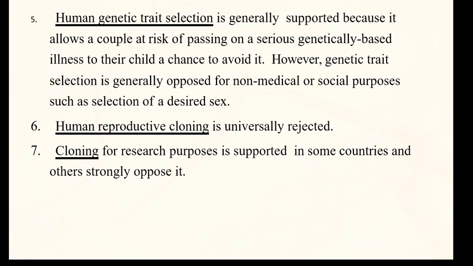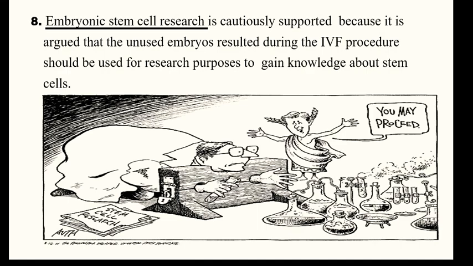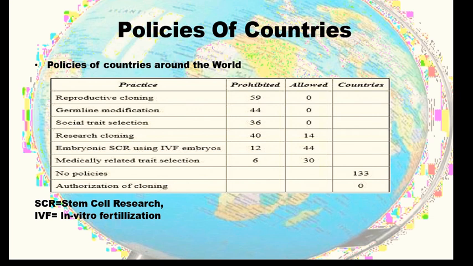Human reproductive cloning is universally rejected, while cloning for research purposes is supported in some countries and strongly opposed by others. Embryonic stem cell research is cautiously supported because it is argued that unused embryos resulting from the IVF procedure should be used for research purposes to gain knowledge about stem cells. You may proceed. These are the places of countries around the world in which reproductive cloning is mostly prohibited, and 133 countries don't have any policy regarding this bioethics.